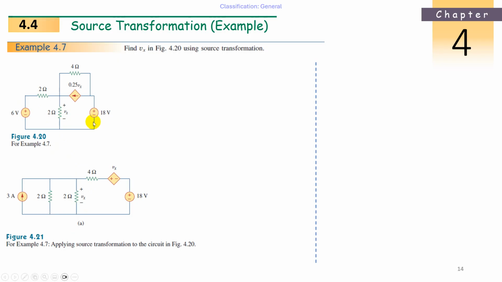Now here again 18 volts. There is no series resistance, so I cannot change. So 18 volts as it is. I am not changing. Now for these two, the dependent source also, source transformation is possible.